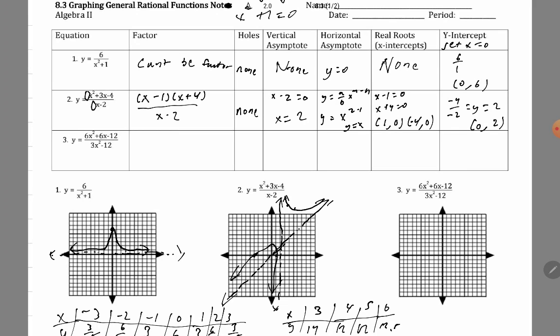Alright. Last one. Okay. Numerator. So factor first. So I'm going to factor out a 6. So I got 6x squared plus, oh, not plus 6x. Factoring out a 6, plus x minus 2, over 3x squared minus 12, or 4.